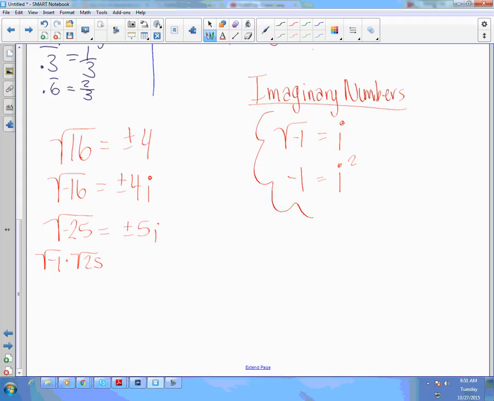These are two things that you need to memorize. The square root of negative 1 is i, and the value of i squared is actually a real number, negative 1. So there is a relationship between imaginaries and real numbers. i squared is actually a real number, negative 1.